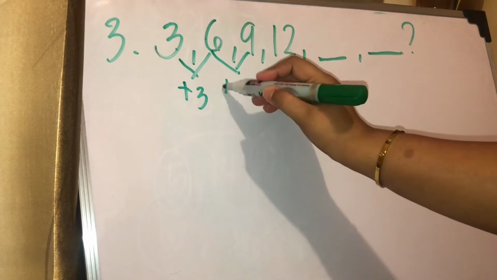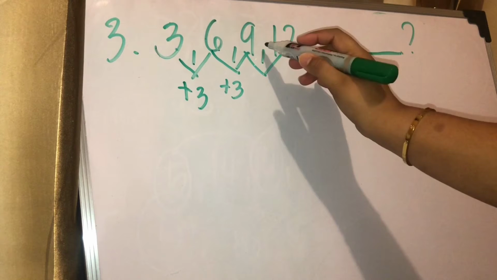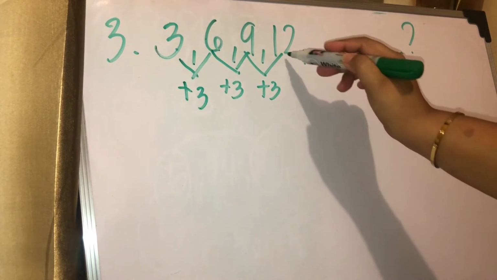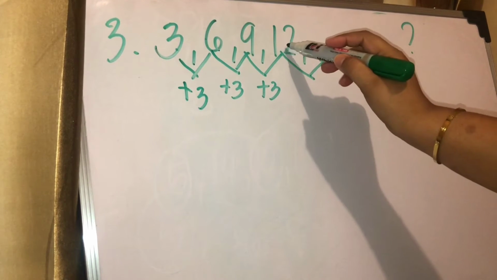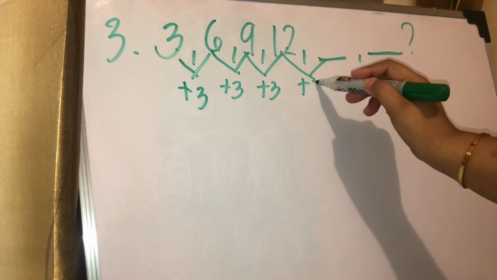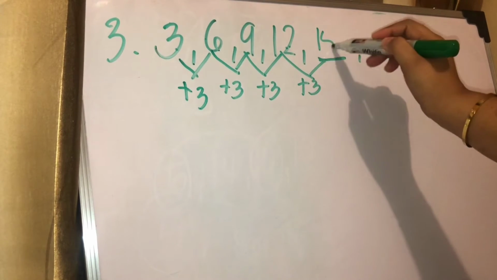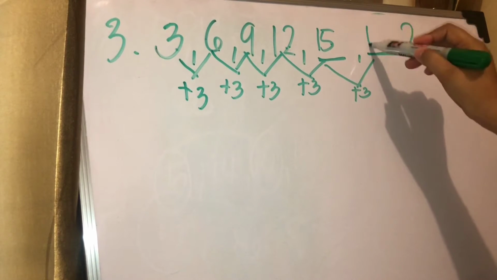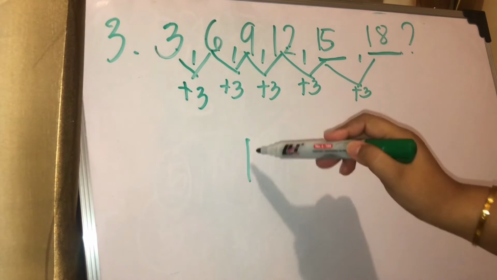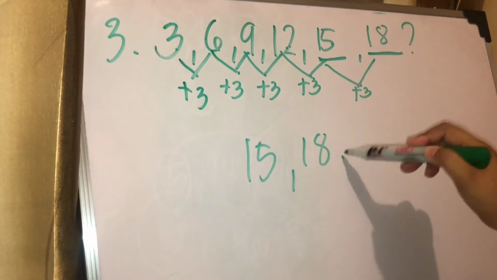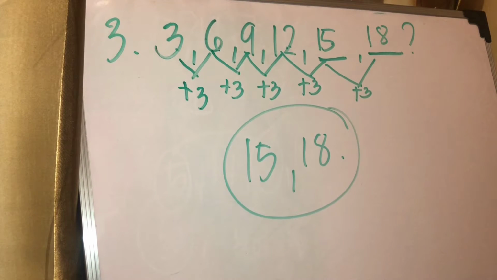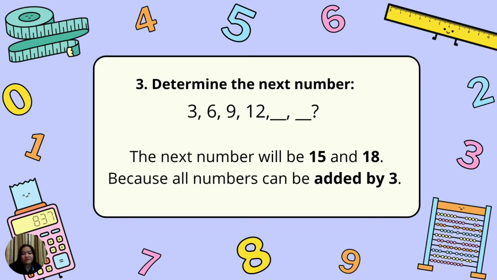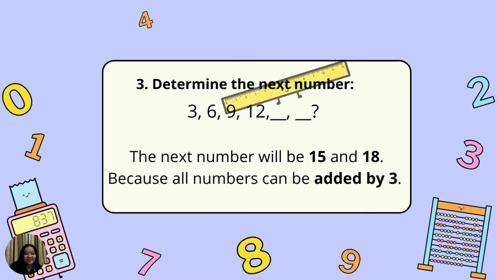6 to 9 is plus 3. 9 to 12 is plus 3. It means you have to add 3 to 12. The total is 15. And also here, add 3 to 15. The total is 18. 15 and 18 are the unknown numbers. The next numbers will be 15 and 18 because all numbers can be added by 3.